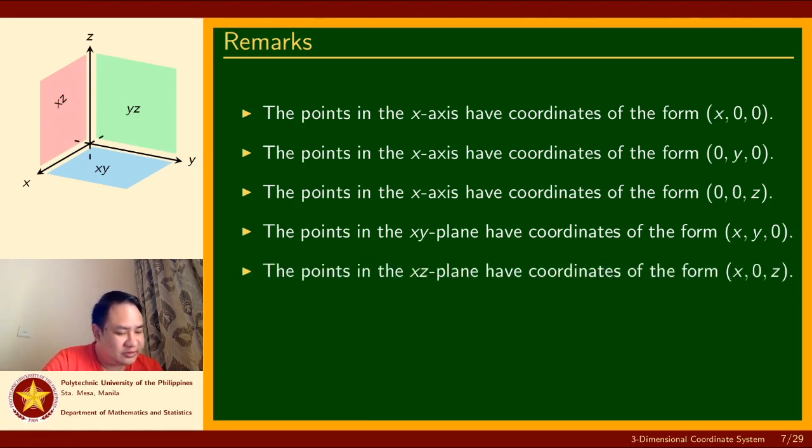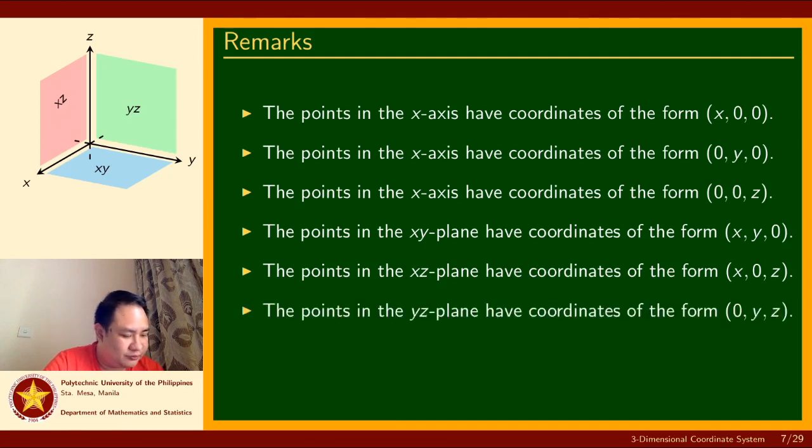The points in the xz plane must have coordinates of the form x, 0, z. Here, the y coordinates are all 0. The points in the yz plane must have coordinates of the form 0, y, z. Here, the x coordinates are all 0.